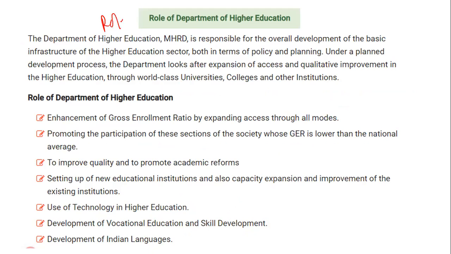Now when we talk about higher education, let us see with respect to the post-independence period what the role was. It was to improve the gross enrollment ratio, promoting participation so that the gross enrollment ratio is supported, improving the quality of academics, and ensuring expansion in all forms, not only physical expansion of the institutions but also quality-wise expansion. Then it spoke about use of technology in education and development of vocational education and skill development.